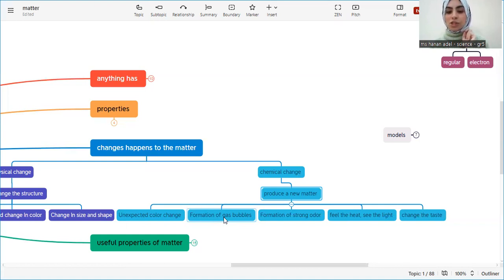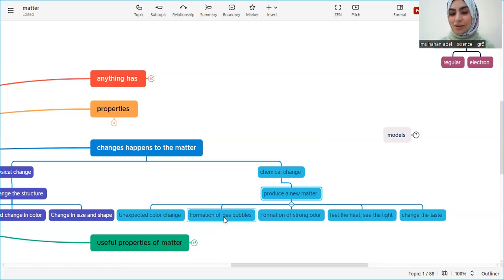Next one, which is formation of a strong odor. The example here is sour milk. When I leave the milk outside the fridge for several days, the odor of the milk will change. This way, it helps us to make yogurt, actually. So we will have a new different material. So this is a chemical change.